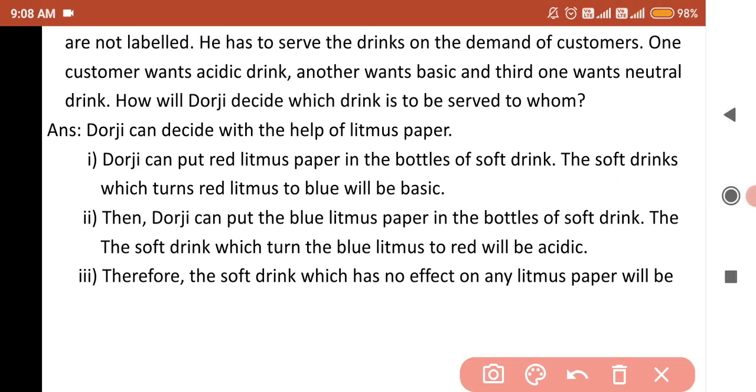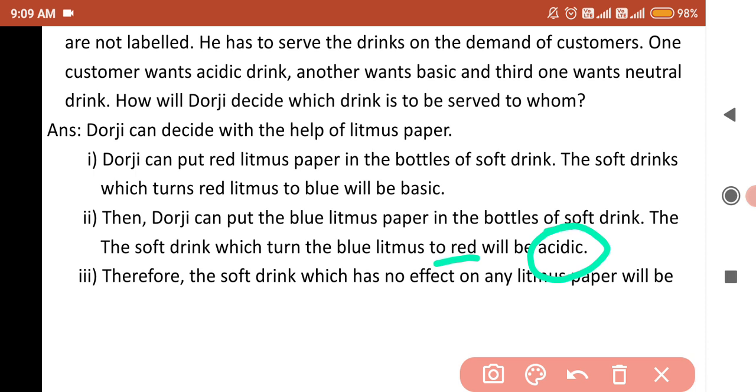Second point: Dorji can put the blue litmus paper in the bottles of soft drink. Now Dorji can put the blue litmus paper in the remaining drinks, and if the color of the blue litmus paper dipped in the soft drink turns to red, then the nature of the soft drink will be acidic. Then Dorji can serve the acidic drink to the customer who wants an acidic drink.